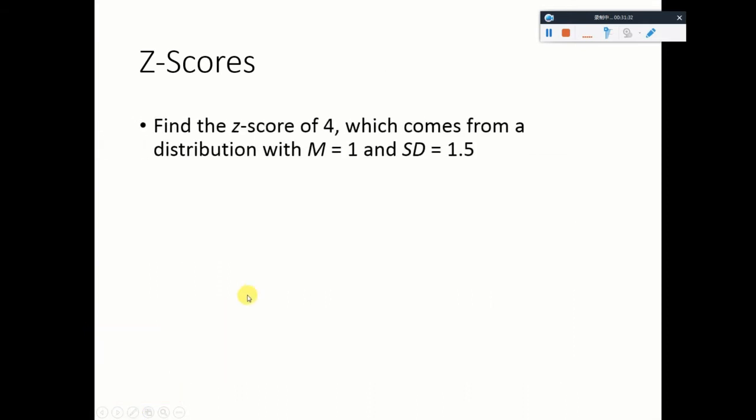All right, so let's see if we really understand this. Imagine that in a sample we have a value that's 4, and I give you the sample mean, that's 1, right? And the standard deviation is 1.5. So what's the z-score? How do we convert this value to a z-value, or how do we standardize it?